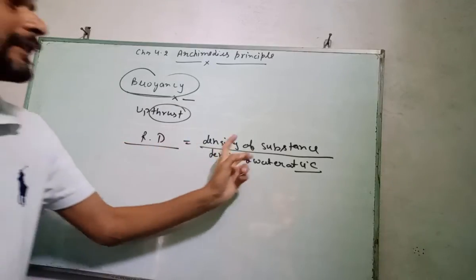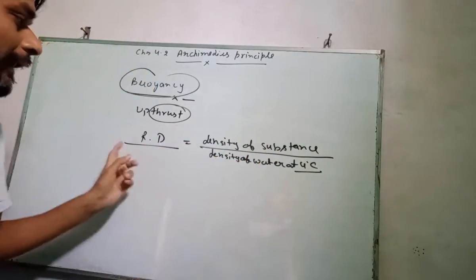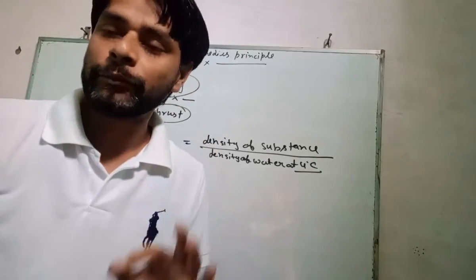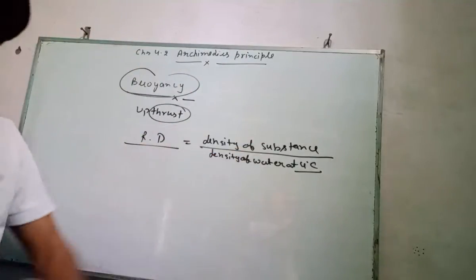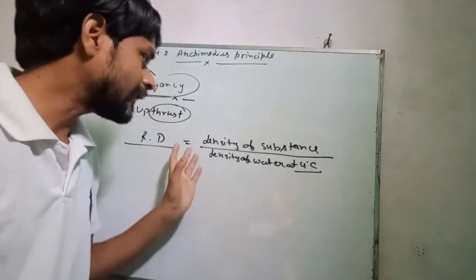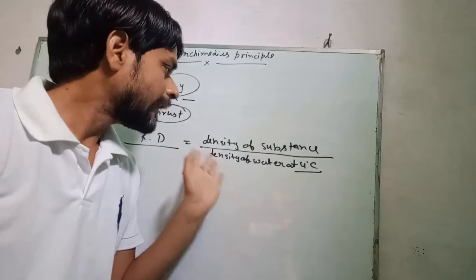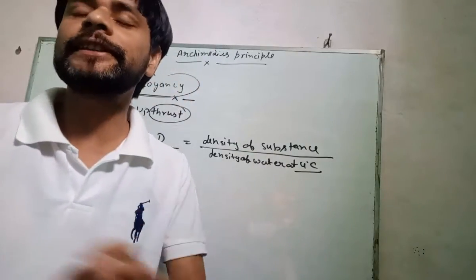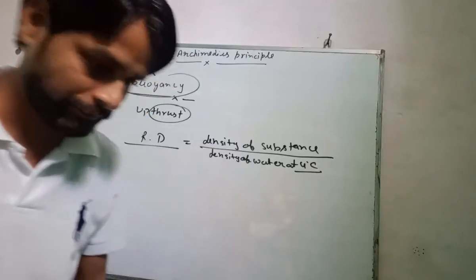Relative density, density of the substance. What is the relative density? The relative density is the ratio between the density of any substance to the density of water. That is called the relative density of a substance.